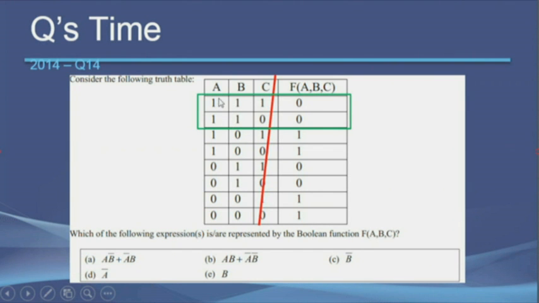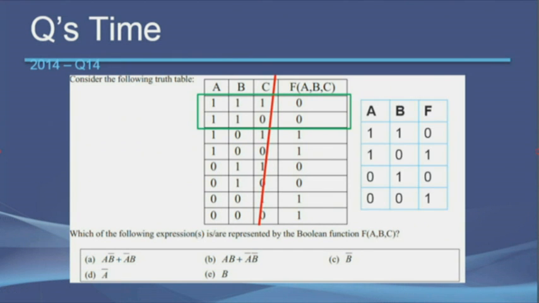They are identical, 1 1 0 and 1 1 0, and again these two lines are identical, 1 0 1 and 1 0 1. These two lines are identical, 0 1 0 and 0 1 0. These are identical, 0 0 0 and 0 0 1. So we can come up with a simplified version of this truth table: 1 1 0, 1 0 1, 0 1 0, 0 0 1.